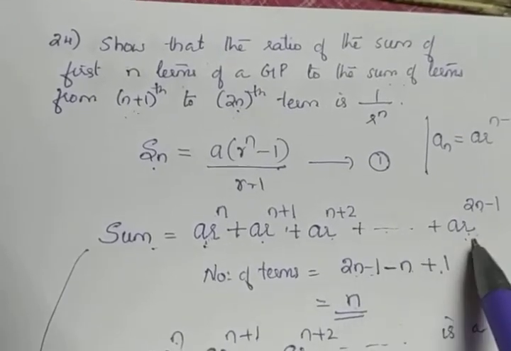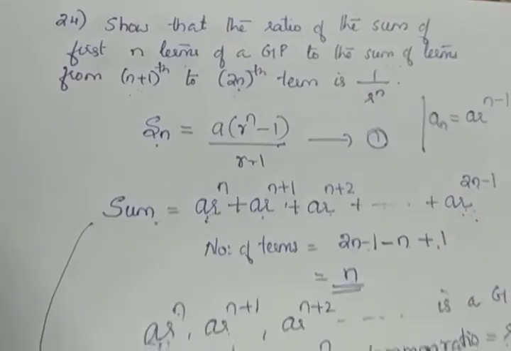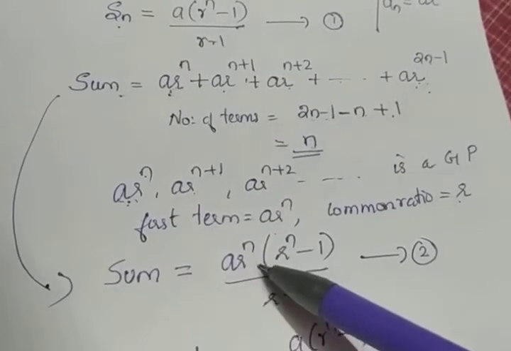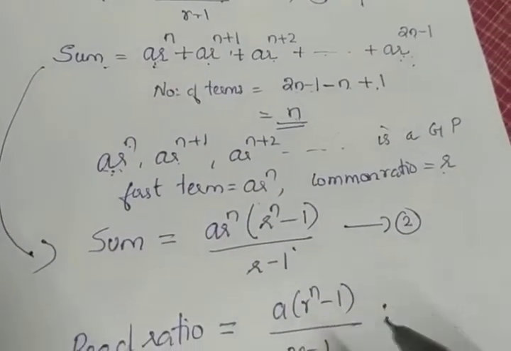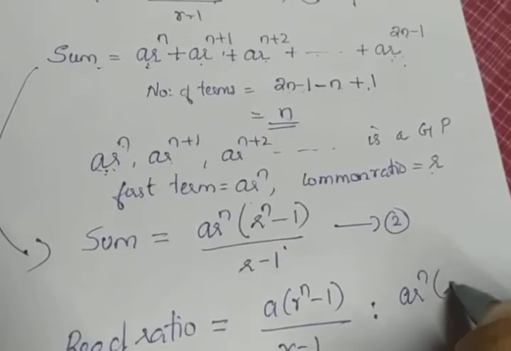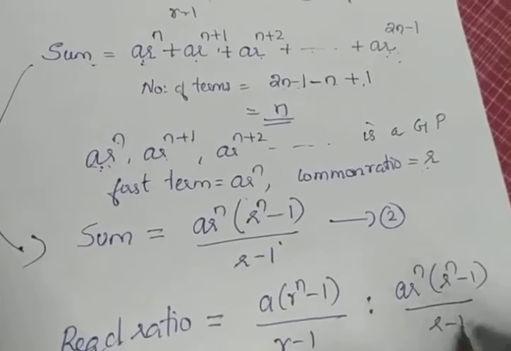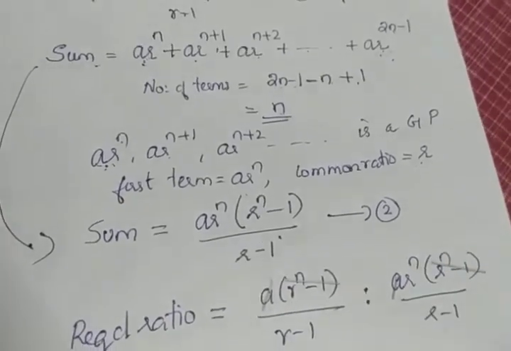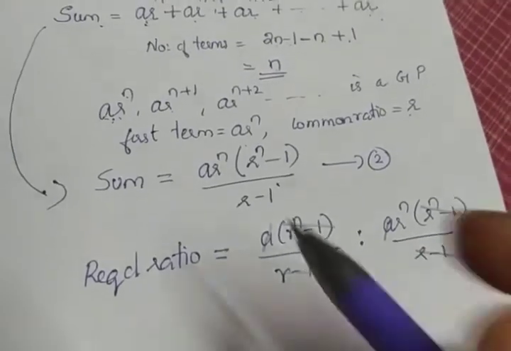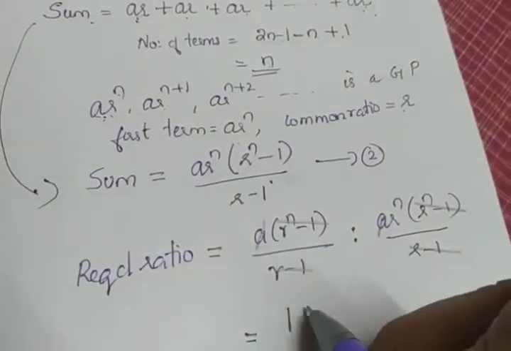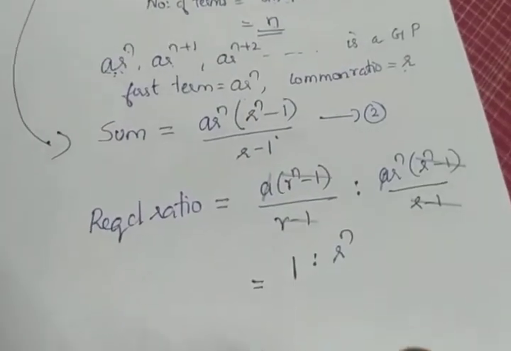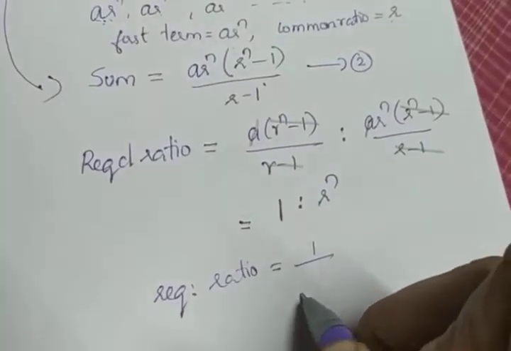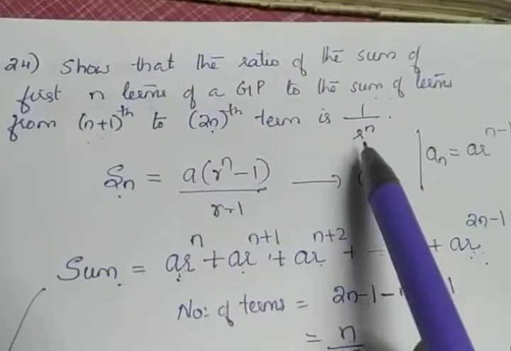So we are considering these terms as a GP, and there are n terms with the first term a r raised to n and common ratio r. So we got the sum of this as a r raised to n into r raised to n minus 1 by r minus 1. So the second term of the ratio is a r raised to n into r raised to n minus 1 by r minus 1. What happens? A gets cancelled, r raised to n minus 1 gets cancelled, r minus 1 gets cancelled. What is the balance? 1 is the balance in the first term of the ratio, is to r raised to n in the second. So the required ratio we can write as 1 is to r raised to n, otherwise 1 by r raised to n. This was what we had to prove.